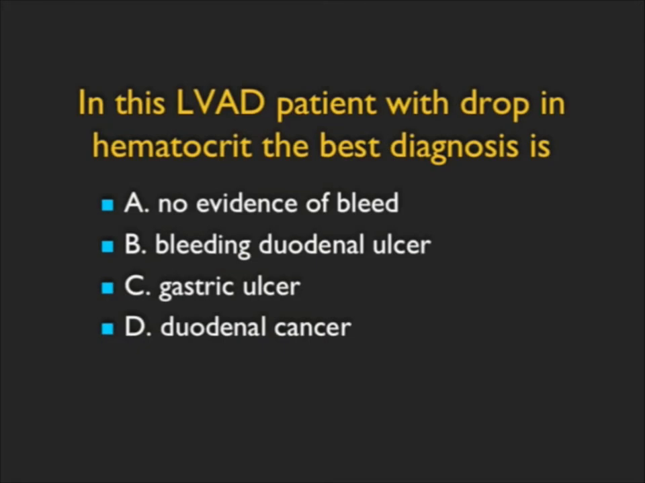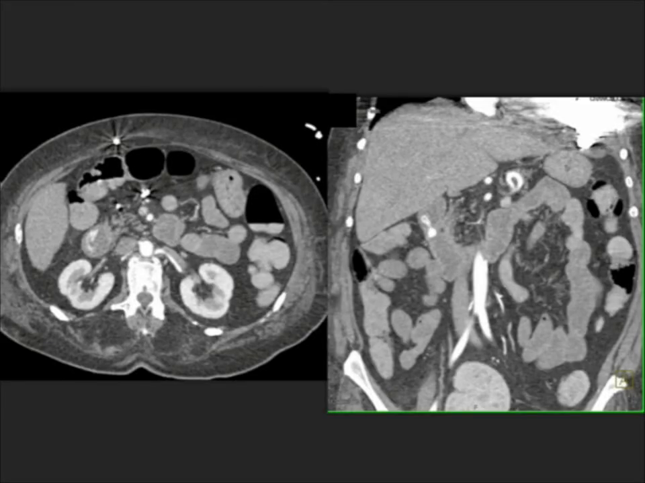This patient had an LVAD and it had a drop in hematocrit, and we were looking for a GI bleed. And we did 2 phases, but I only could show you 2 images here, an axial and a coronal. And you could very nicely see a bleed in the duodenum. You can see where the blood is coming from. This was a duodenal ulcer.